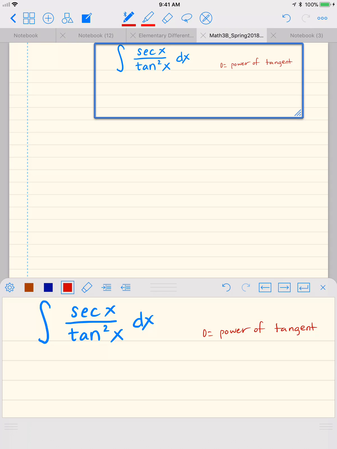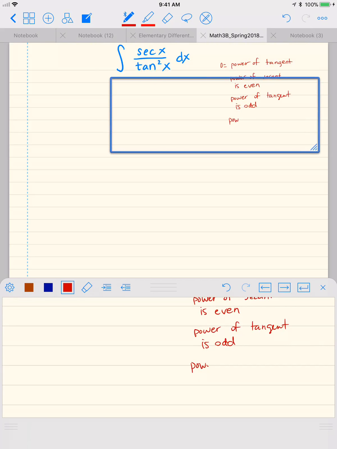Okay, what about the power of secant is even? Nope, that is not us because the power of secant is odd, it's 1. What about the power of tangent is odd? Nope, our power of tangent is even. What about the power of secant is 0? And the power of tangent is even. That is certainly not us.